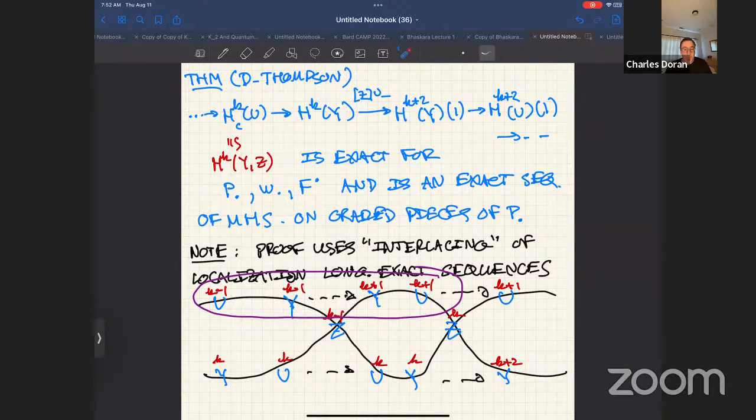Okay, so I'll just note that the proof uses an interlacing of localization along exact sequences. You have a long exact sequence here, and a long exact sequence here. This one goes something involving U, Y, Z, U, Y, Z, U, Y, etc. This is U, Z, Y, U, Z, Y, something, etc., with these various indices. And then this part, with this dashed map, becomes the basic 4-term sequence for Clemens-Schmid.